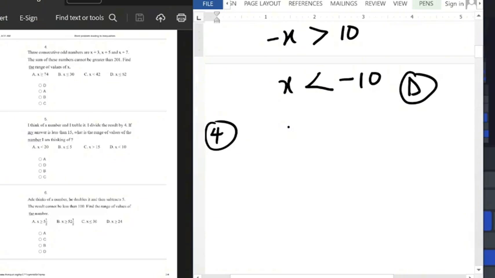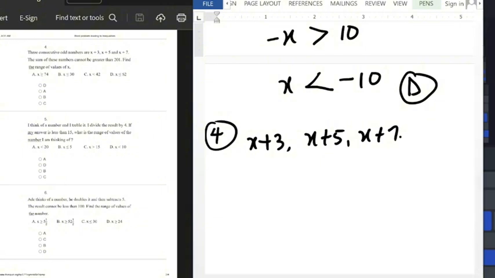Three consecutive odd numbers are x plus 3, x plus 5, and x plus 7. So the sum of these numbers cannot be greater than 201. So that means when you add all these numbers together, x plus x plus x gives 3x, all right? 3 plus 5 is 8, plus 7 gives us 15.